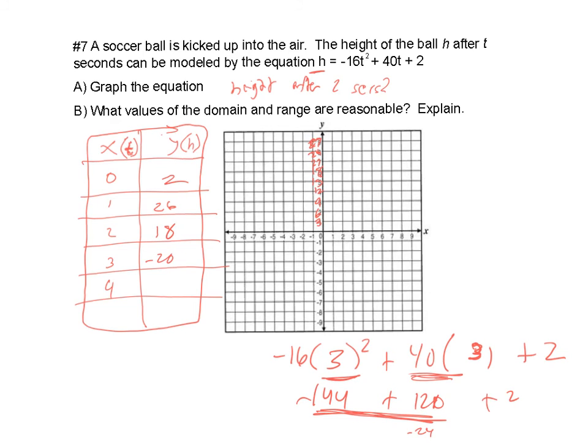So 0, 2 would be about right there, right? 1, 26 would be a little bit below 27. It's actually right up there. 2, 18. So 2, 18. And 3, negative 20. So this would be 3, 6, 9, negative 12, negative 15, 18, 21. So these are the negatives if you want to renumber those too. So 3, negative 20.